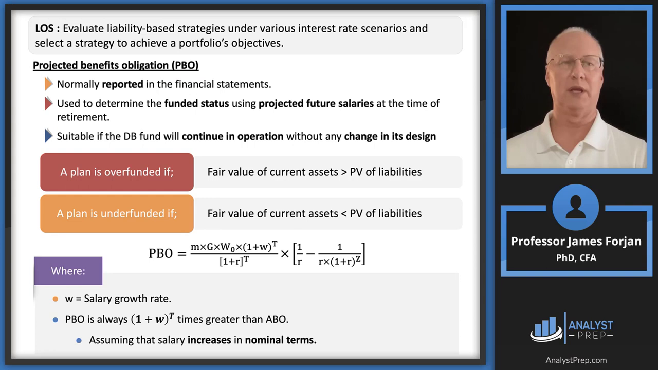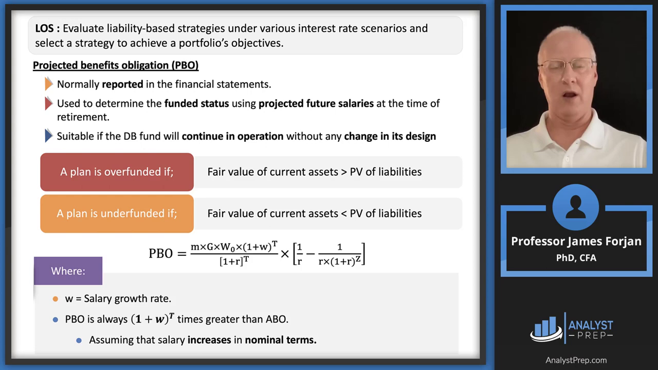Now, probably a better way to measure the pension obligation is through the PBO. This is what's normally reported in the financial statements. And most importantly, this is the number that determines the funded status, whether the fund has a surplus or a deficit. And as good wealth managers, we need to be aware of the size of the surplus or the deficit, because that will dictate how we're going to fund this over on the left-hand side of the balance sheet. I'm guessing you don't need me to tell you when a plan is overfunded and when it is underfunded. There it is right in the middle of the page.